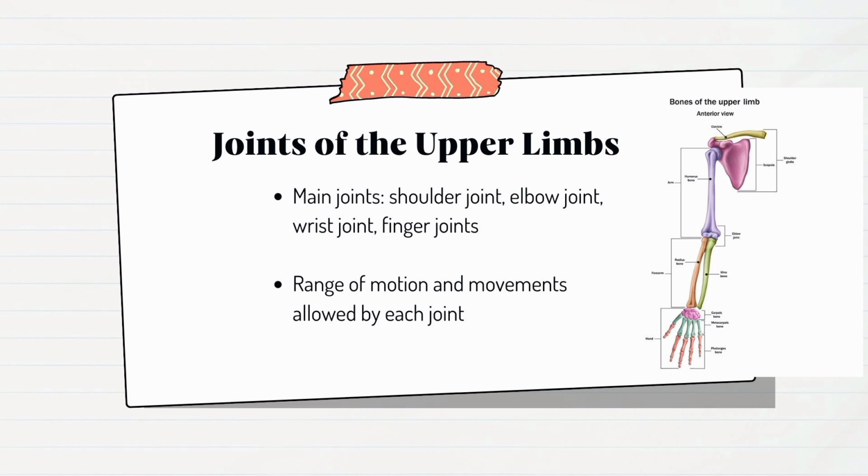So you can see all these things in this picture, all the joints in different colors. And the fingers have hinge joints and ball and socket joints at the base.